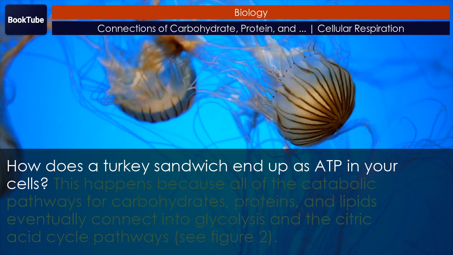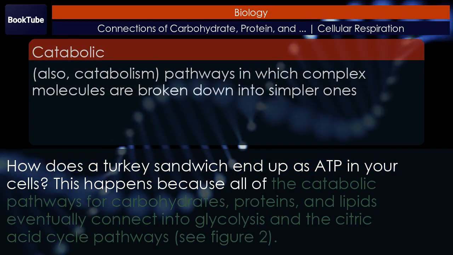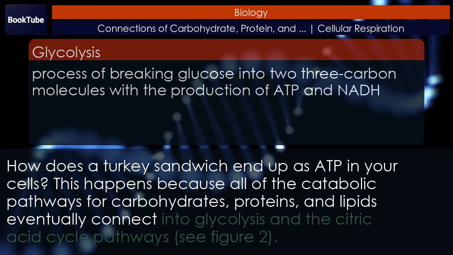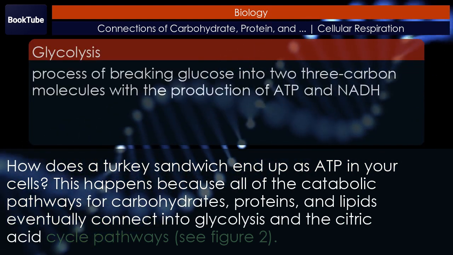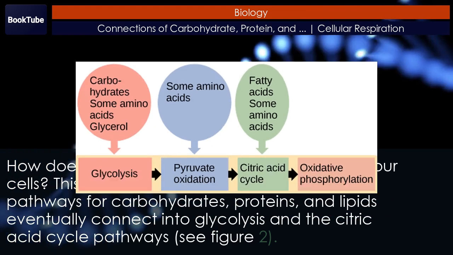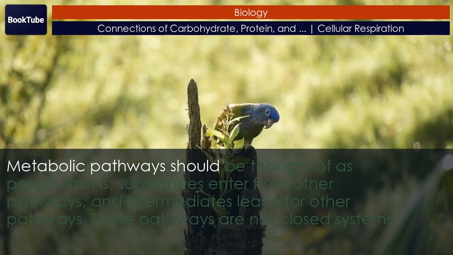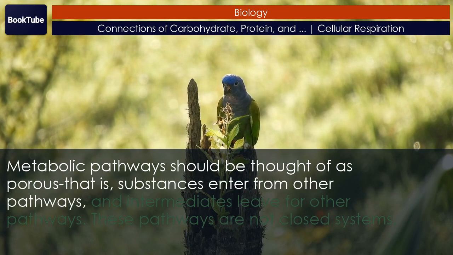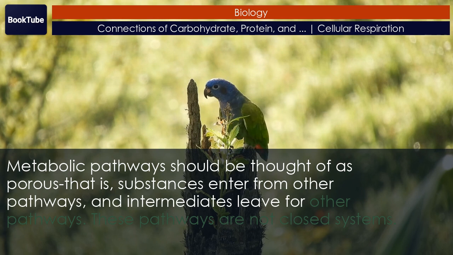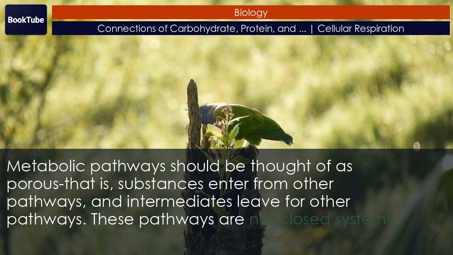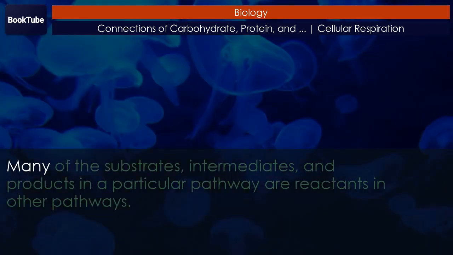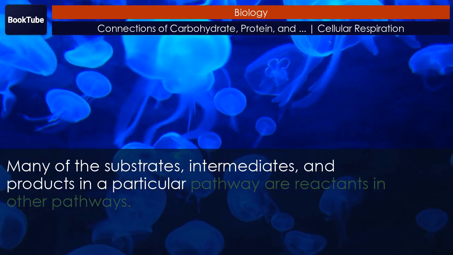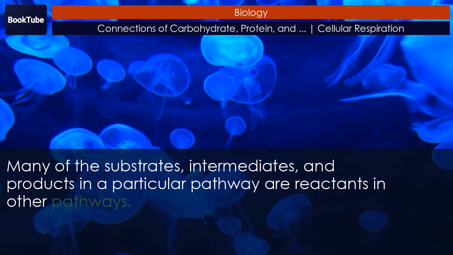This happens because all of the catabolic pathways for carbohydrates, proteins, and lipids eventually connect into glycolysis and the citric acid cycle pathways. See Figure 2. Metabolic pathways should be thought of as porous, that is, substances enter from other pathways, and intermediates leave for other pathways. These pathways are not closed systems. Many of the substrates, intermediates, and products in a particular pathway are reactants in other pathways.